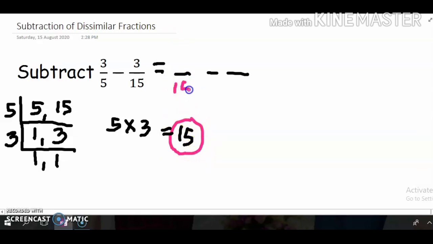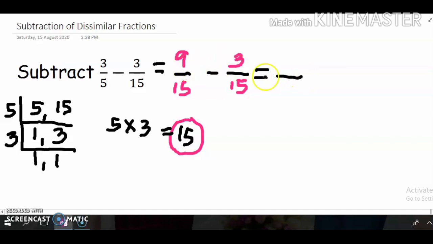So, write 15 below the fraction bar. Then, to get the new numerator, divide 15 divided by 5. Then multiply by 3. So 15 divide mo sa 5 is 3 times 3. So the answer is 9. The next 15 divided by 15 is 1 times 3. So the answer is 3. Then proceed on subtracting similar fraction.